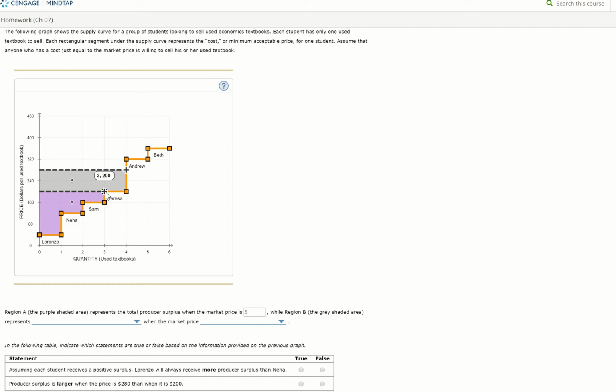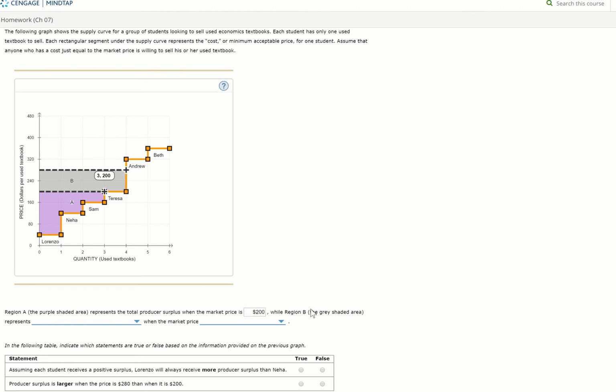All right, so region A represents the total producer surplus when the market price is how much. Region A is the purple area here, below this black line and above our staircase over here. Remember, your producer surplus is below the price line and above the supply curve. So this is when the price is 200.